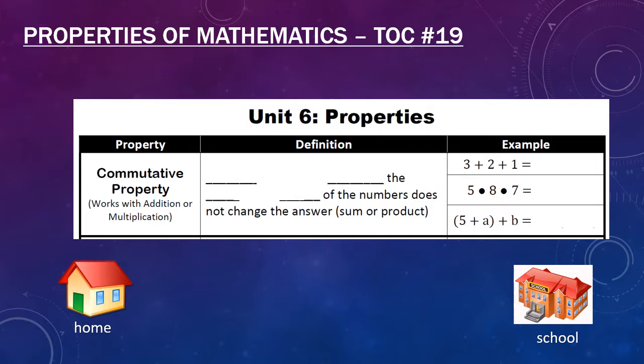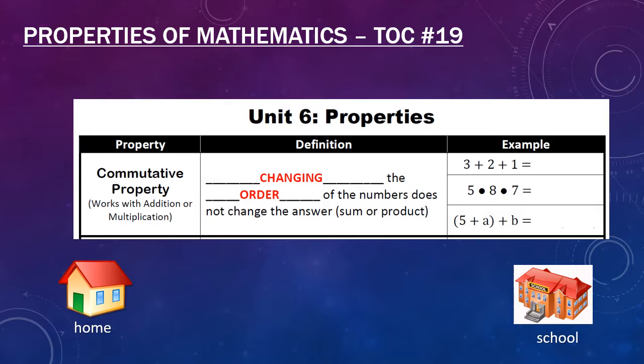Let's start on our first property. This is the commutative property, and it works with addition and multiplication. Basically, it says that you can change the order of the numbers in an addition problem or a multiplication problem without changing the answer, or the sum or the product.